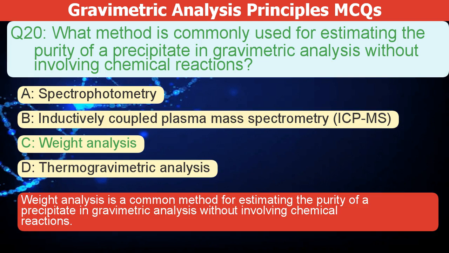The correct answer is C. Weight analysis is a common method for estimating the purity of a precipitate in gravimetric analysis without involving chemical reactions.